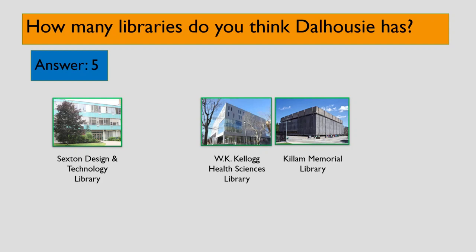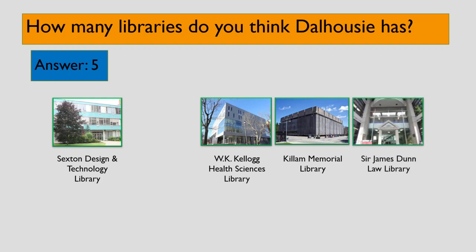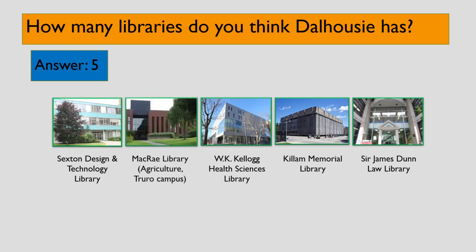The Kellogg Health Sciences Library is on the Carleton campus, sort of halfway between the Studley campus and the Sexton campus, and it serves the needs of medicine, dentistry, nursing, pharmacy, those kinds of subject areas. The Sir James Dunn Law Library is on the Studley campus, and it serves the Faculty of Law. And the McRae Library in Truro serves the Faculty of Agriculture. Truro is a smaller town than Halifax or Dartmouth. It's located about an hour's drive away from Halifax, Dartmouth.